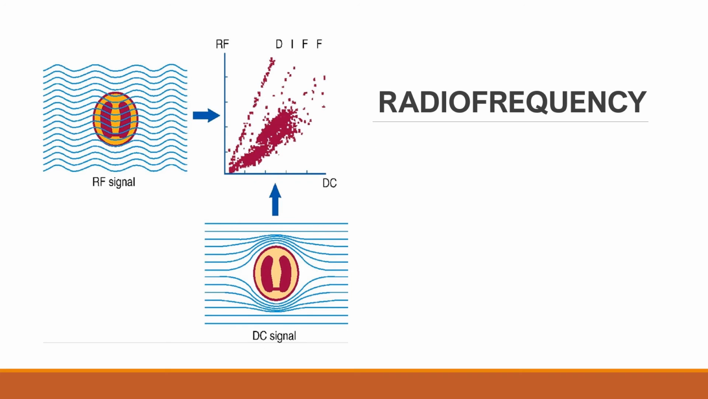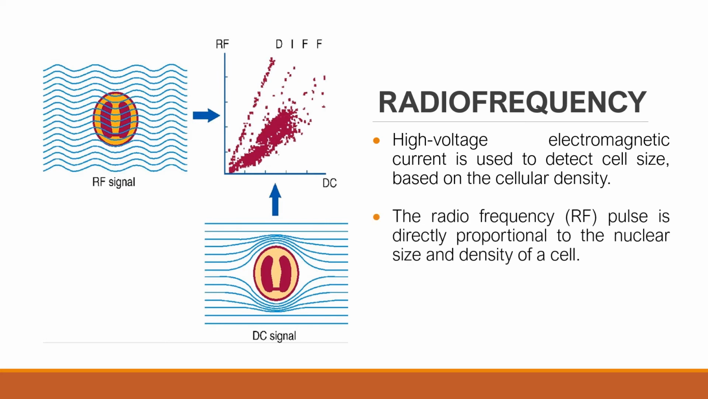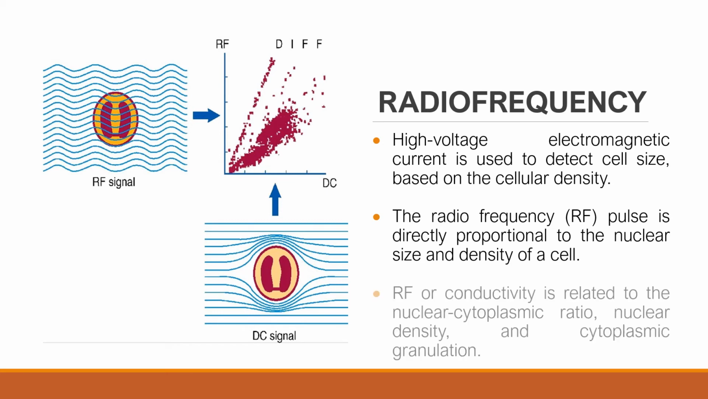Then we have radio frequency. This one makes use of high voltage electromagnetic current that detects cell size based on the cellular density. The radio frequency pulse is directly proportional to the nuclear size and density of the cell. It is also related to the nuclear cytoplasmic ratio and cytoplasmic granulation.